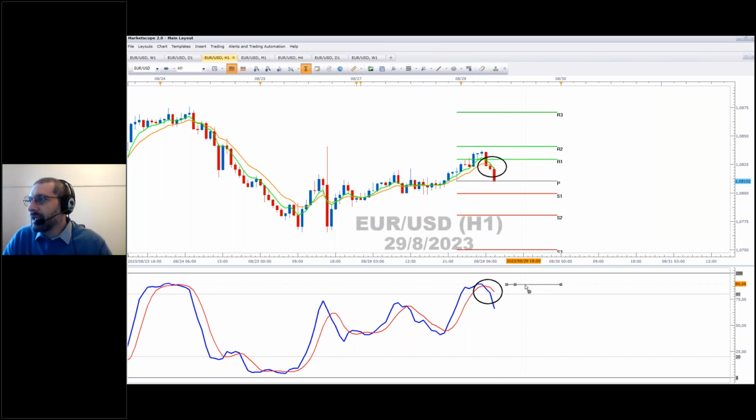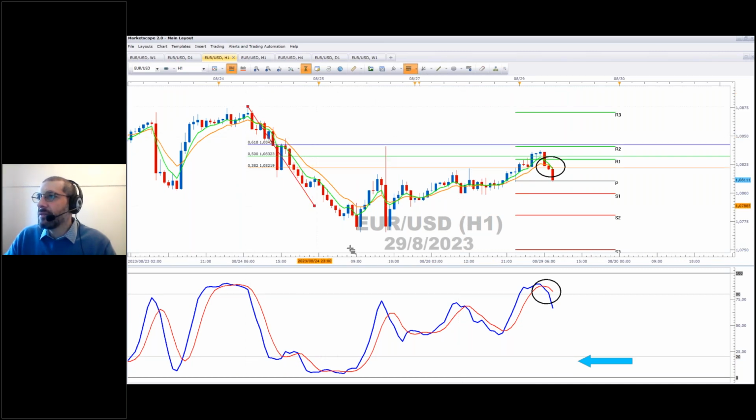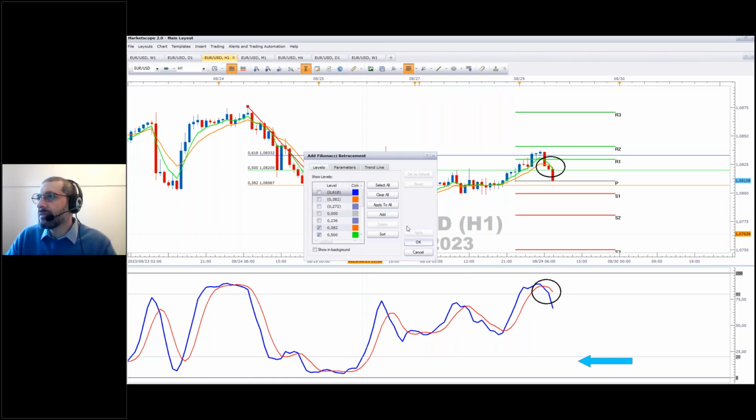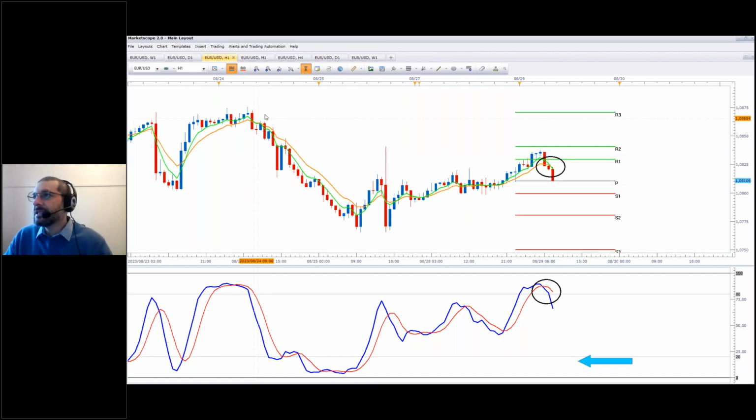And what we would like to see now, to really round it off, would be the stochastic moving into that lower quintile and holding. If we get into that lower quintile, then there's potentially a swing to the downside on the euro, the weakness. Let's do a little bit of analysis on the hourly. First of all, this is a 62% retracement.